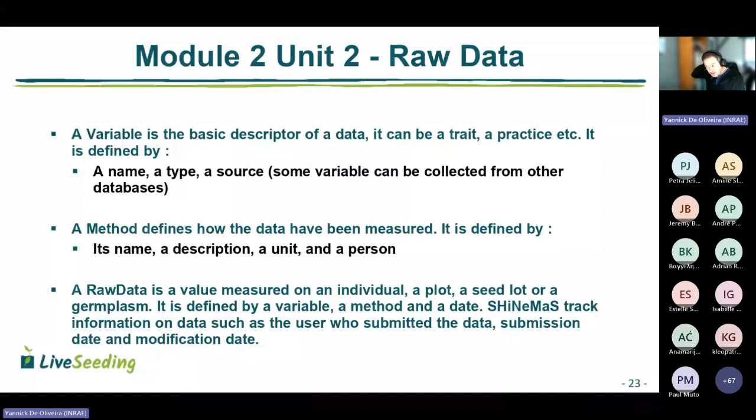A method defines how the data have been measured. It is the same: you define it with a name, a description, a unit, and maybe a person if you want to identify the person who created this method. And the raw data is a value measured on an individual, a plot or a seedlot, but also a germplasm. It will be defined by a variable, a method, and a date.